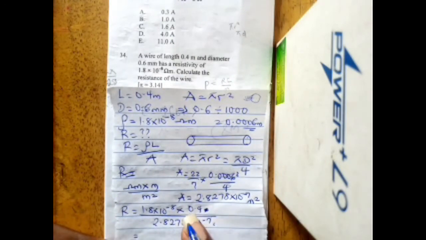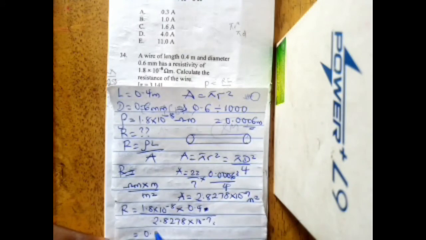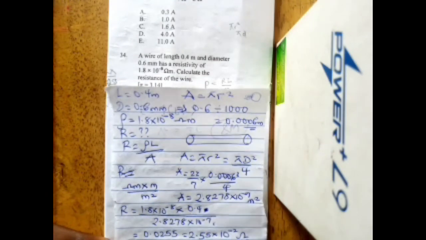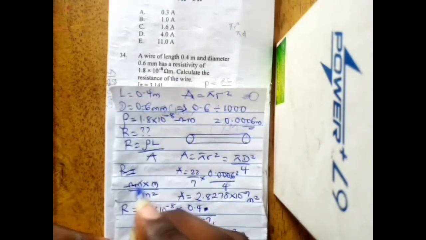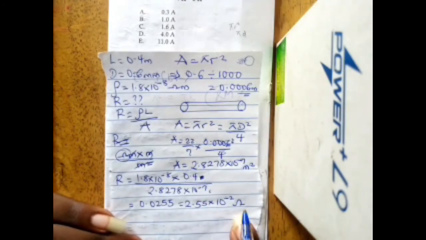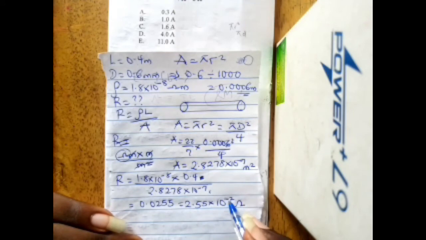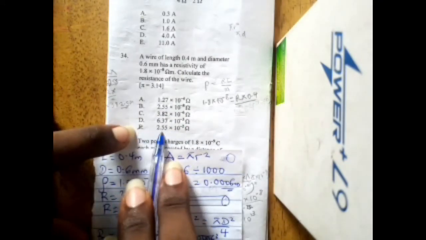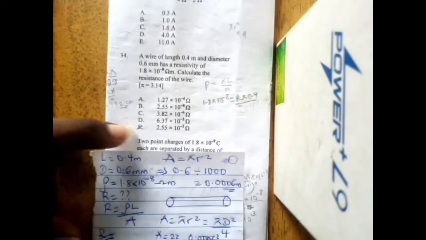So in solving this, I'm going to have 0.0255. So it gives me 2.55 times 10 to the power minus 2 ohm meters squared over meters squared. So I'm left with ohms. So the unit is in ohms. 2.55 times 10 to the power minus 2 ohms. So option E, 2.55 times 10 to the power minus 2 ohms, is the answer.